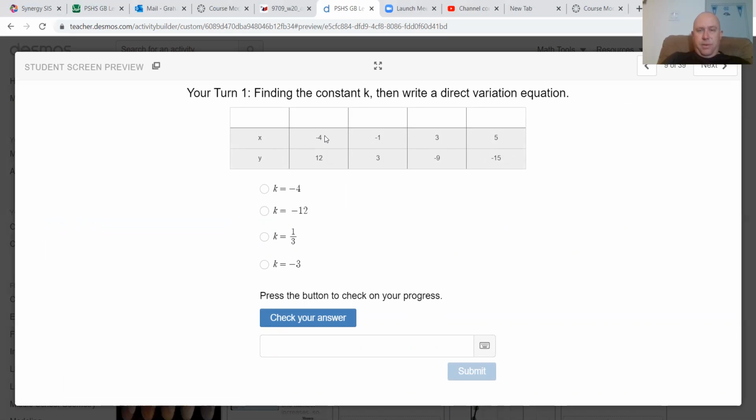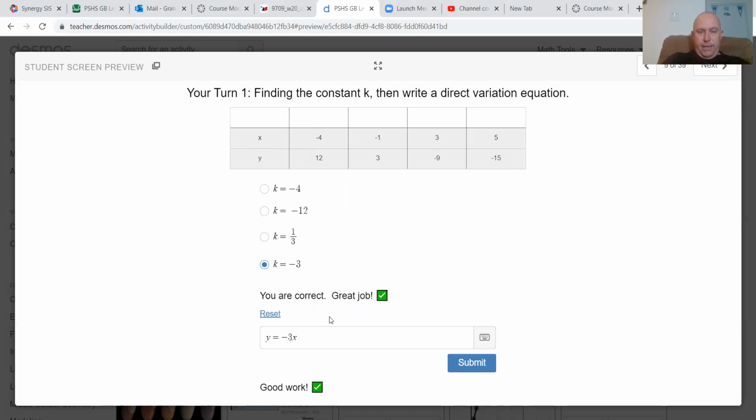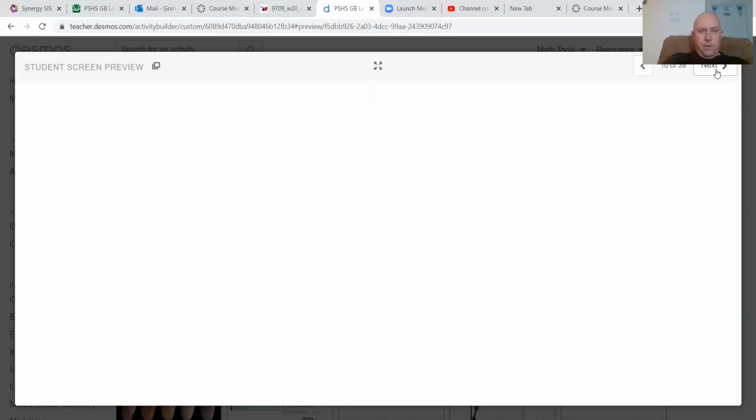What do I times the x value by to get to the y? What do I times -4 to get 12? Or do the reverse, 12 divided by -4. And that gives me -3. So I know my rule then is y equals -3x. And you can check your answer if you need to.